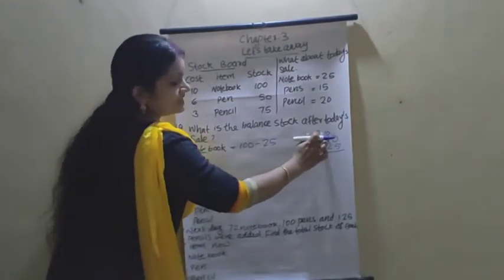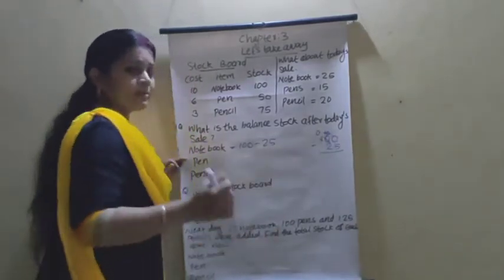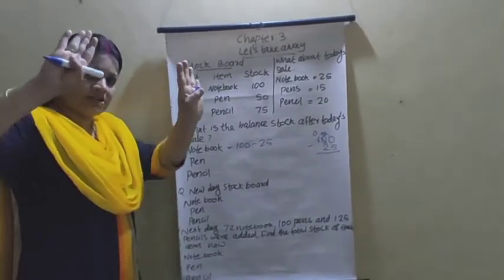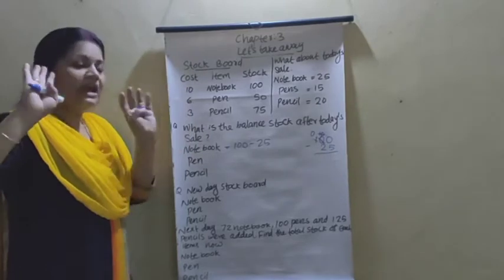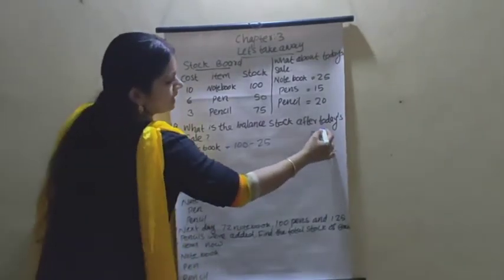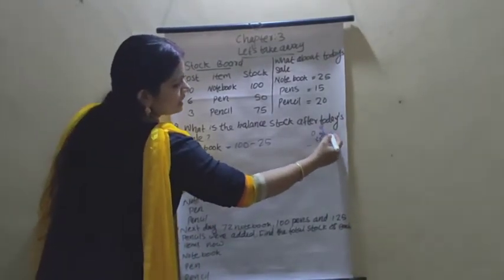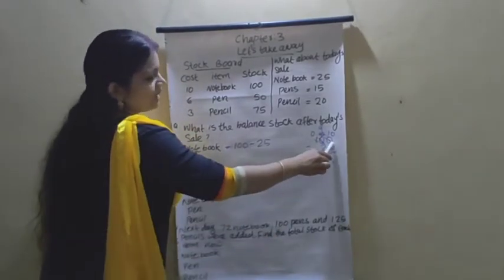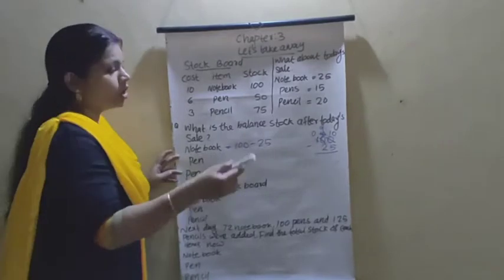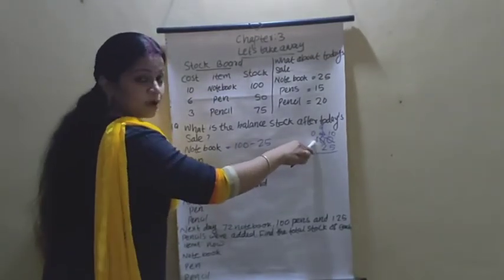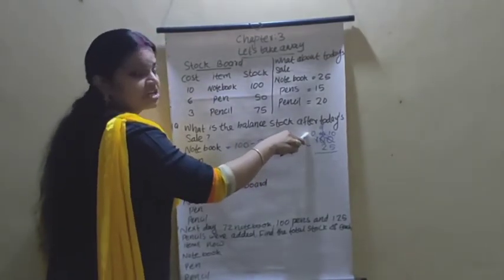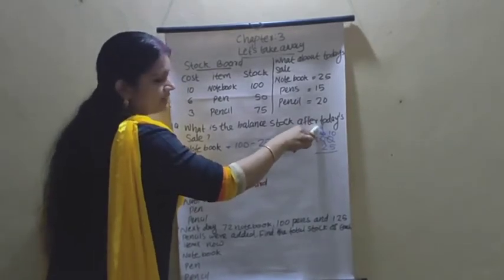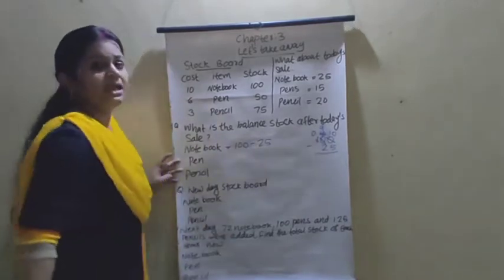Again 1 borrow from this 10. Borrow means minus. 1 borrowed, how many fingers are left? 9. The 10 will be 9. Then the 0 will be 10. Okay, the ones place and tens place are 0, so we take 1 borrow from 1. The 1 becomes 0, the 0 will be 10, again 1 borrow from 10, the 10 will be 9, then the 0 will be 10.